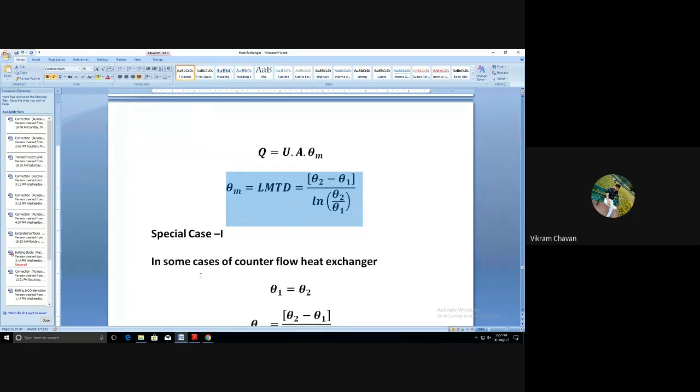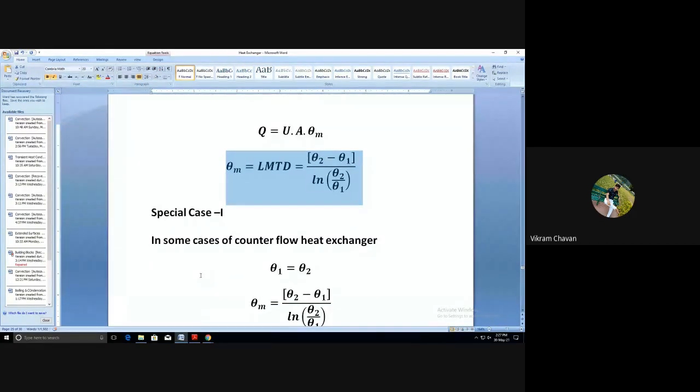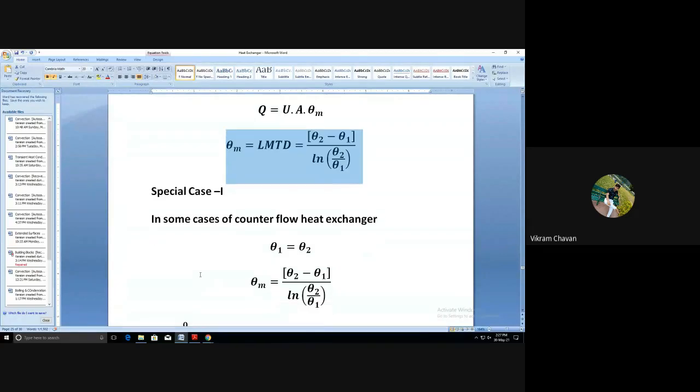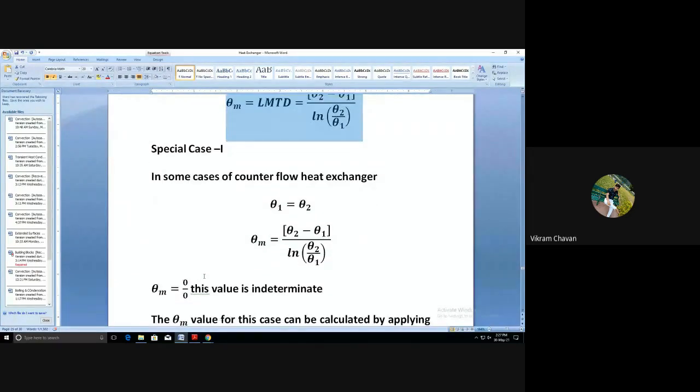Now there are some special cases that we need to discuss. Okay, so special cases. Sometimes we have to think of other ways to solve the problem rather than LMTD in these particular cases. Okay, so case number one is if the theta 1 and theta 2 values are the same. Sometimes we will get the same values, that is, the initial temperature difference and final temperature difference will be the same. So what will we have to do in that particular case? Let us discuss that point.